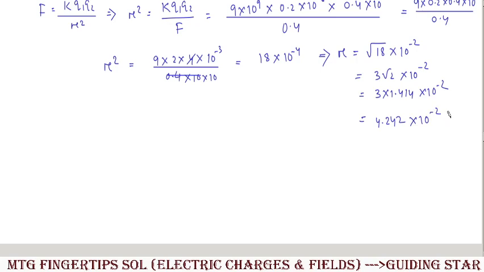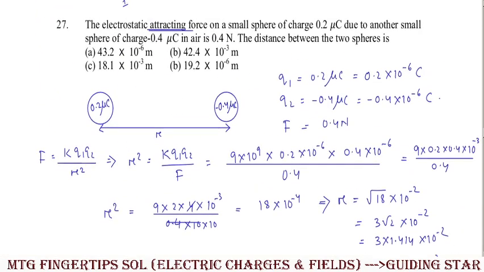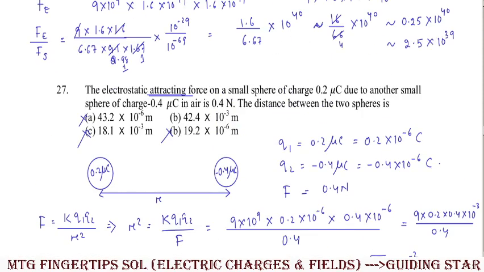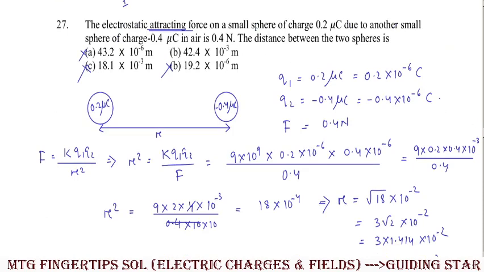So the distance of separation is how much? It will be in meters, 4.242 into 10 to the power minus 2. So option A is 4.24, option C will not be, 40, this is 43.2. So if we take, this will be 42.42 into 10 to the power minus 3 meter. So option B will be the correct one.